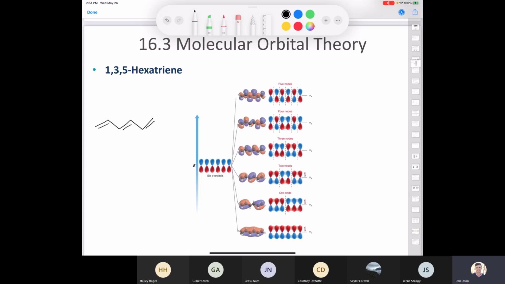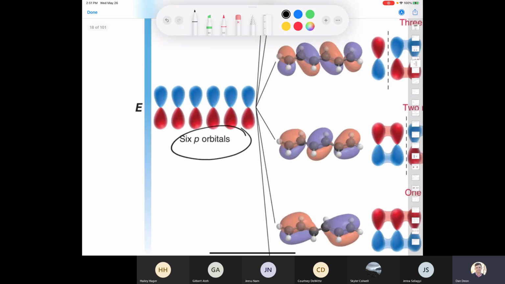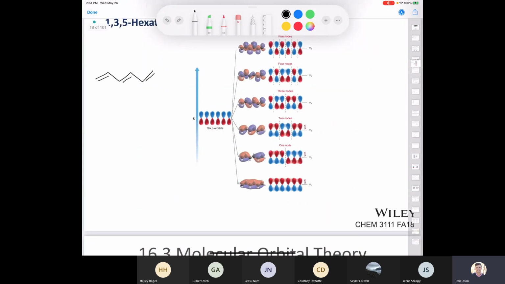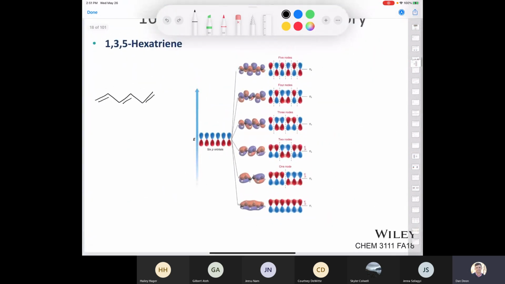We have 3 p orbitals on every carbon in here. So if we have, sorry, did I say 3 when I meant 6? We have a total of 6 p orbitals, right? So how many molecular orbitals can we form? 6. How many nodes are we going to have? We start with 0 nodes, then we go to 1, 2, 3, 4, 5 nodes. And that's what you can see in all of these molecular orbitals.